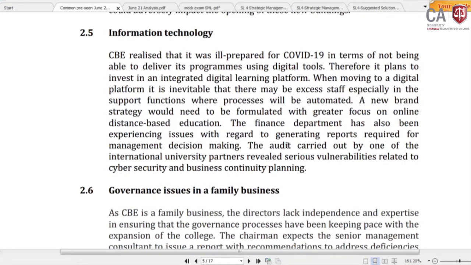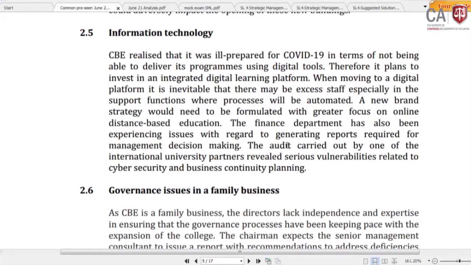Then IT, information technology. They have understood that they have not prepared well for COVID-19 due to a lack of enough digital tools for conducting programs online. Therefore, they have planned to invest in an integrated digital learning platform. When you move to a digital learning platform, there may be some excess employees who can't be used after implementing this automated digital learning platform.